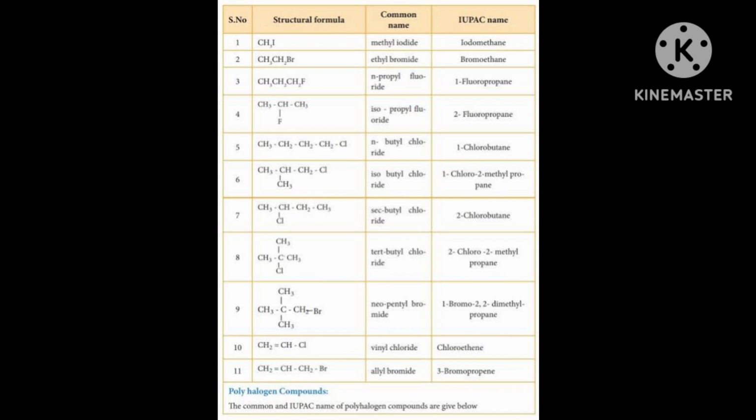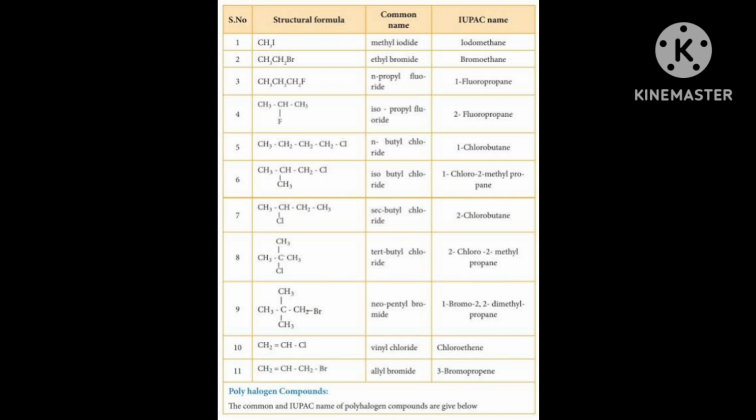And the IUPAC name is very easy. When the double bond is there, the carbon from where it starts will be 1. You can give numbering from that carbon only. Carbon number 1 and 2 have the double bond, and the third will be 3. Then Br is on 3. Now we can say 3-bromopropene, not propane, propene.